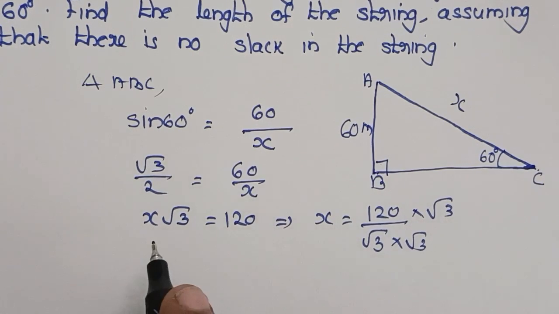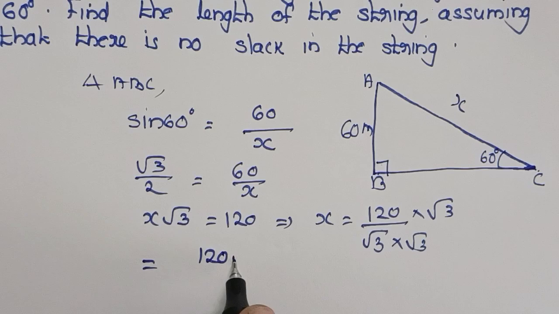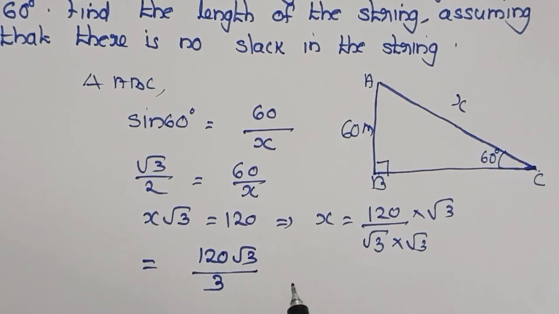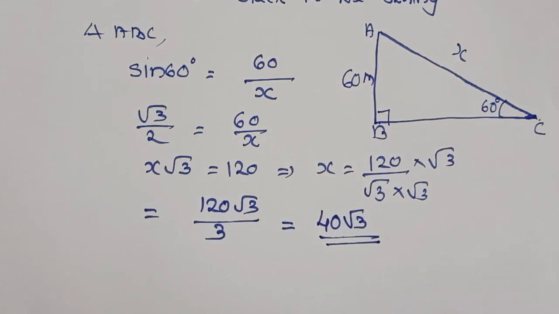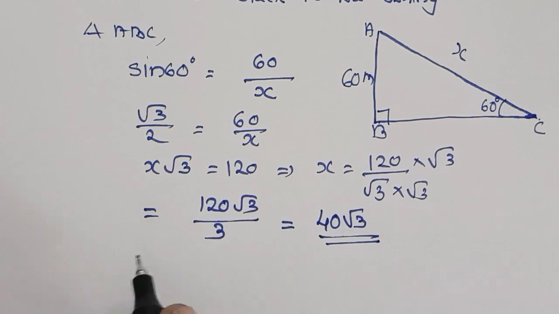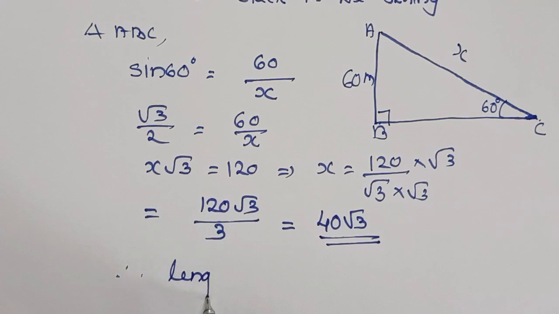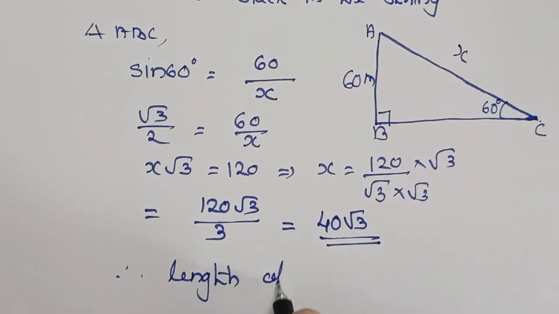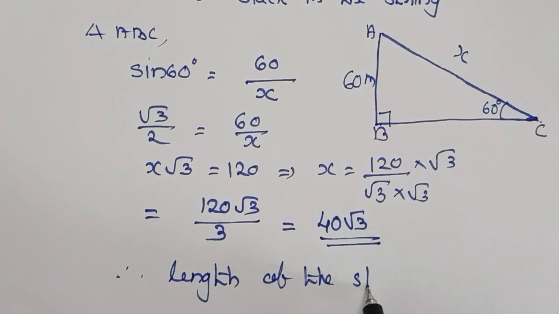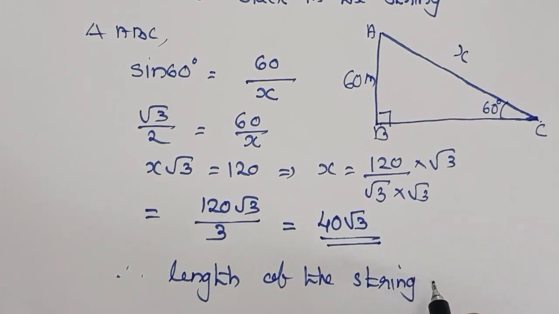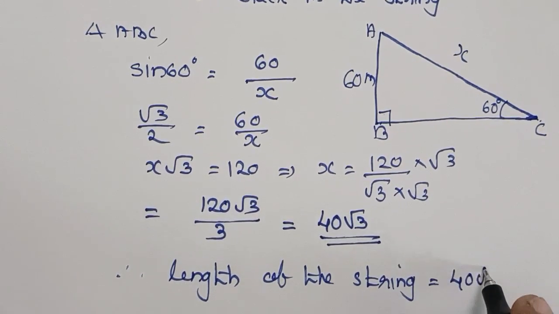Now rationalize it by multiplying by root 3. That is equal to 120 root 3 divided by 3. Now we can cancel 120 and 3. It is 40 times, isn't it? 40 root 3. Therefore, the final answer is 40 root 3. That is the length of the string. Length of the string equals 40 root 3 meters.